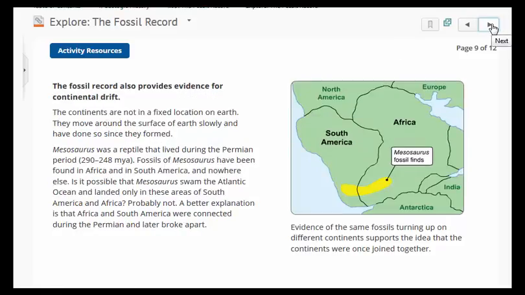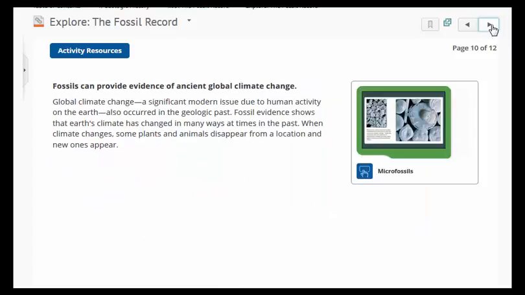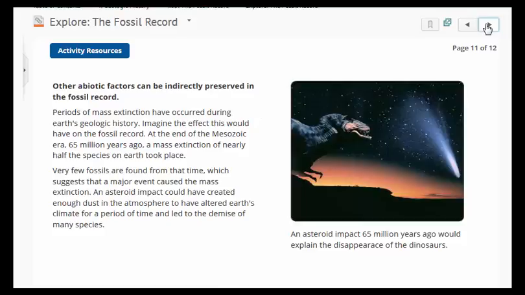And the fossil record also shows us that continental drift did in fact occur because we have found the same kind of fossil, the Mesosaurus, in South America and Africa, when the continents were once connected. Fossils can tell us about climate change and how climate has changed over time, and other abiotic factors such as a meteorite impact can be recorded in the fossil record.